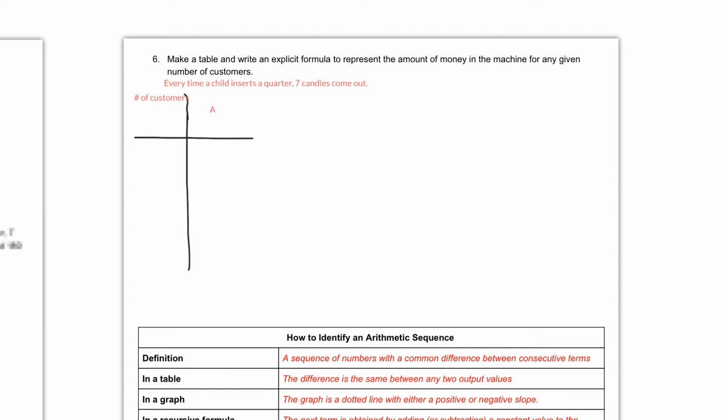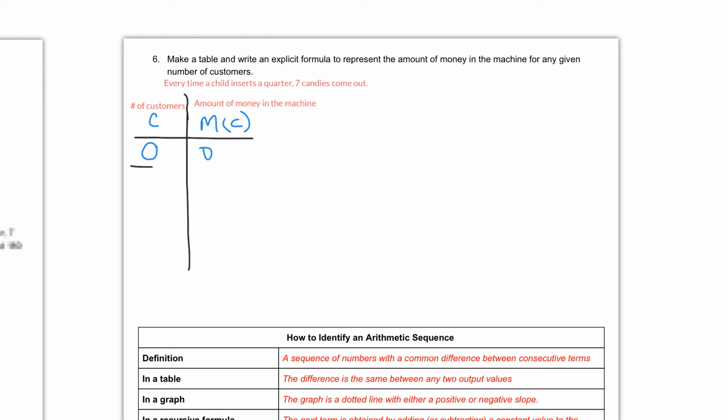So we'll label this one amount of money in the machine. And then we want to label those with our variables. So let's do the number of customers. We could still do C. The amount of money in the machine, we can use M for money. So we can do M of C. So if we have 0 customers, the amount of money we will have in the machine is 0.